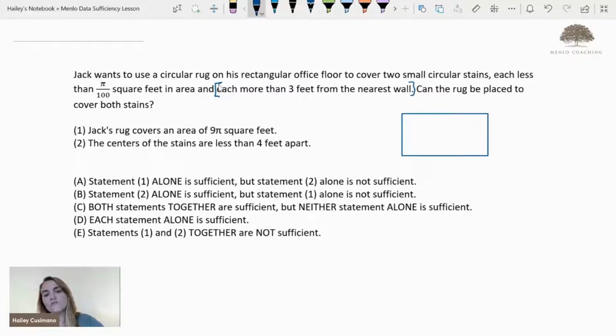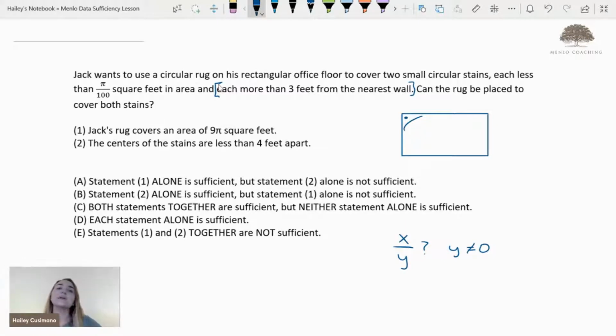This "each more than 3 feet from the nearest wall" served to rule out our edge case, the scenario that didn't quite comply with the way the math would normally work. It ruled out the case where we could say, well, wait a second, what if my stain's all the way in the corner and the circular rug can't reach it? It essentially ruled out the possibility that broke the math. It's the geometric equivalent of asking what x divided by y is equal to and clarifying, by the way, y is not equal to 0, because it would make it undefined.